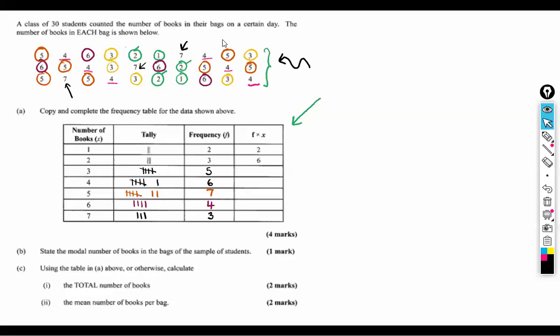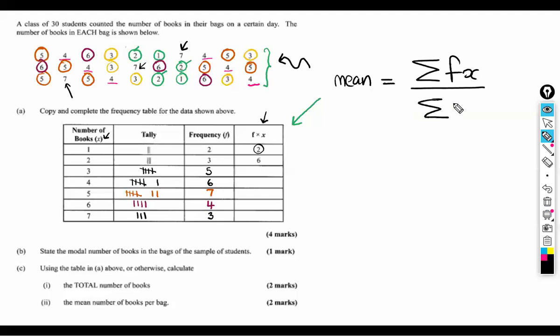Right. So now we filled out the tally table, we have the frequency, the books is X, and now they're asking you for FX. So you're taking the frequency value. You want to know how they got the 2 here? They said F by X, 2 by 1 is 2, 3 by 2 is 6. So eventually you have to find the mean, which is the same formula from the last slide. So fill out the missing values here, and then find the sigma of the FX column, and then the sigma of the F column, and divide them. Okay?